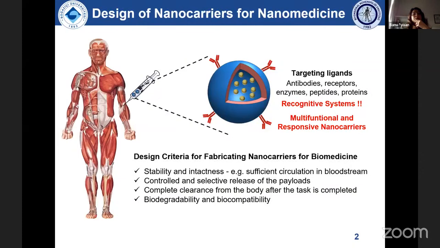But of course, this is not enough. We need to also have stability and intactness. What I mean is we can actually divide it into two. One is the stability, physicochemical stability. That means that we need to keep these nanocarriers alive in the body. They should not be damaged or degraded. They need to keep their function until they do their task. From the second point of view, they need to have sufficient circulation, because our immune system is trying to get these foreign elements, and of course, tries to protect us from these foreign elements.